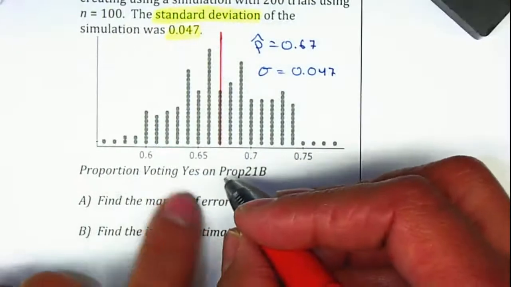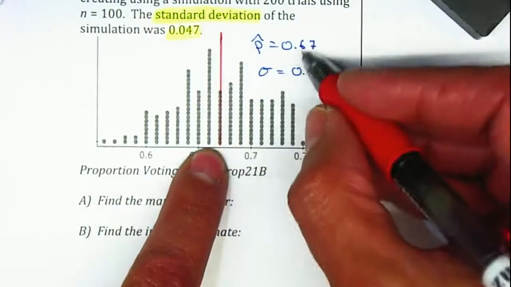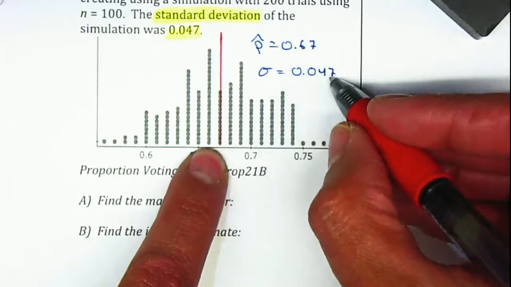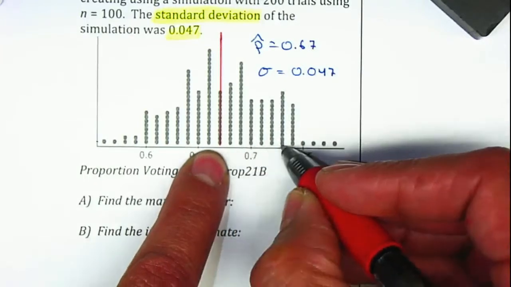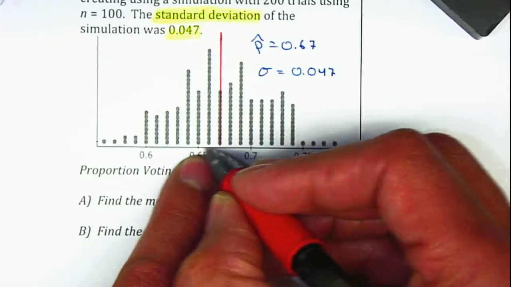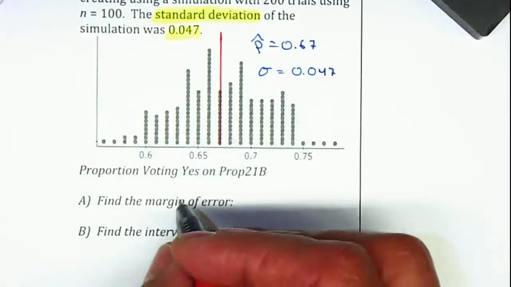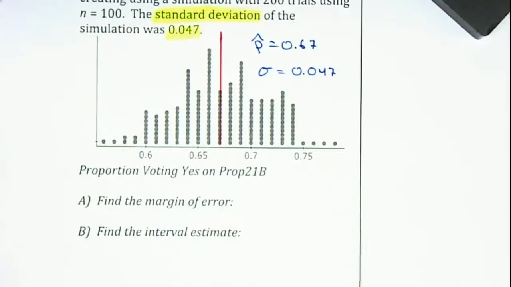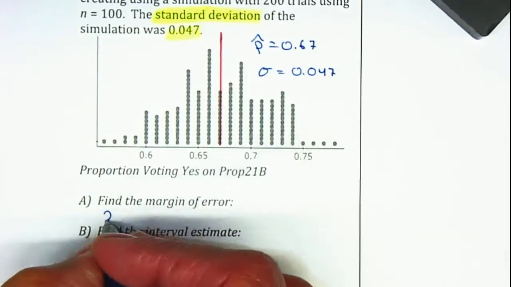Now, your margin of error will be 2 standard deviations to the right. So therefore, your standard deviation is 0.047. So I'm going to add 0.047 and 0.047 to the right and to the left. In this case, they just want you to calculate it. So therefore, we are going to take the standard deviation to the right 2. So we're going to multiply by 2.